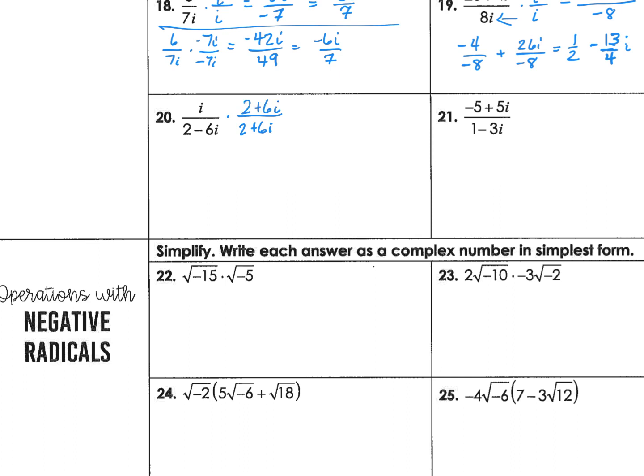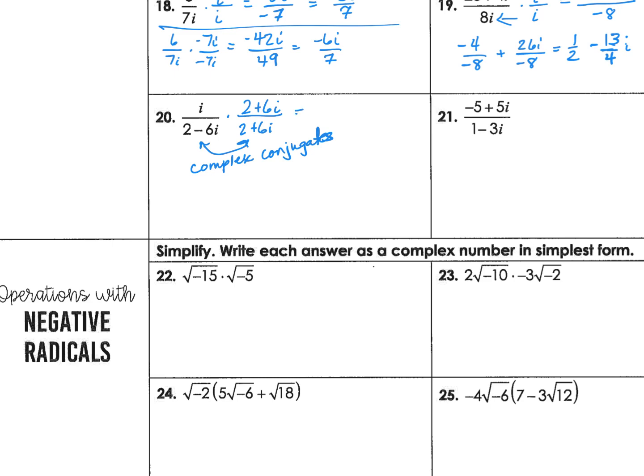So we multiply numerator and denominator by 2 plus 6i. Complex conjugates, that's what these are called. Just like we have conjugate roots, we have complex conjugates. So now we multiply it out. All right?